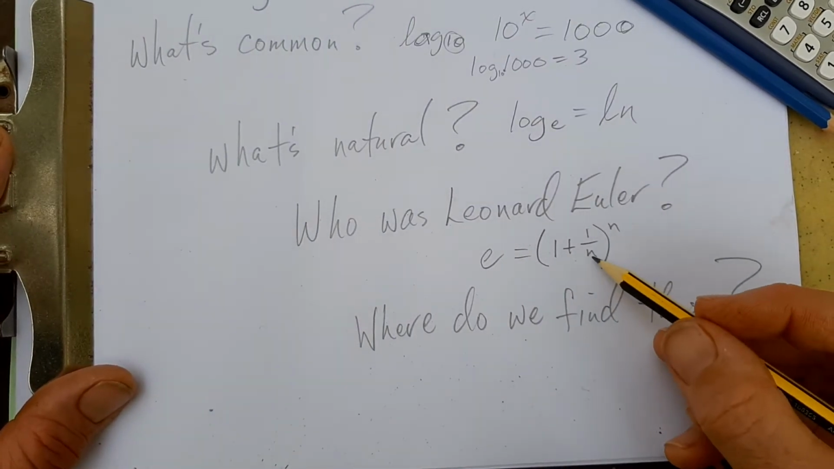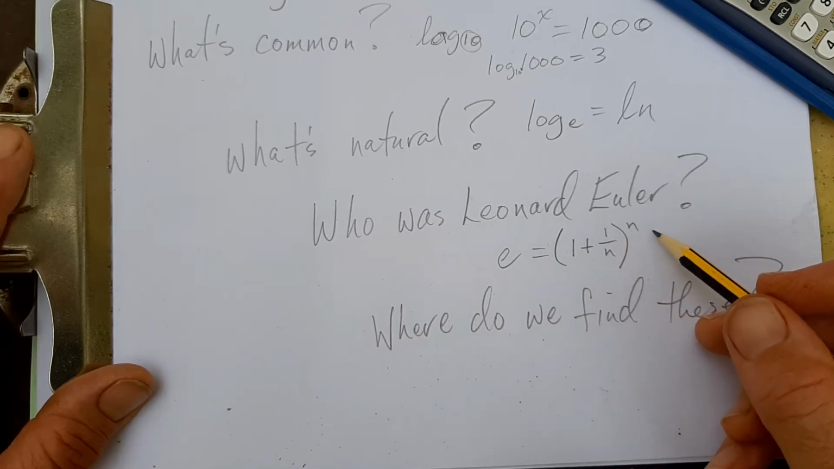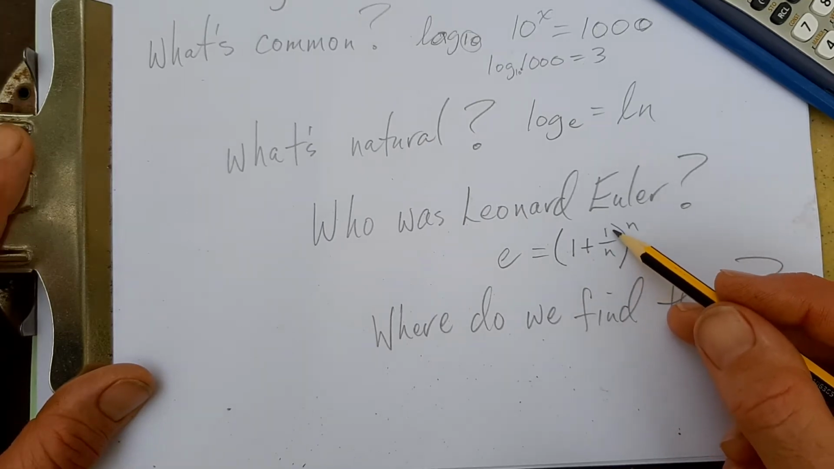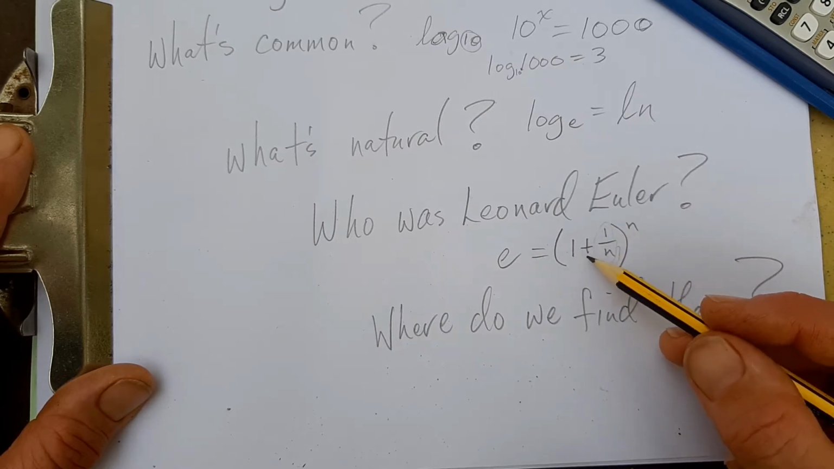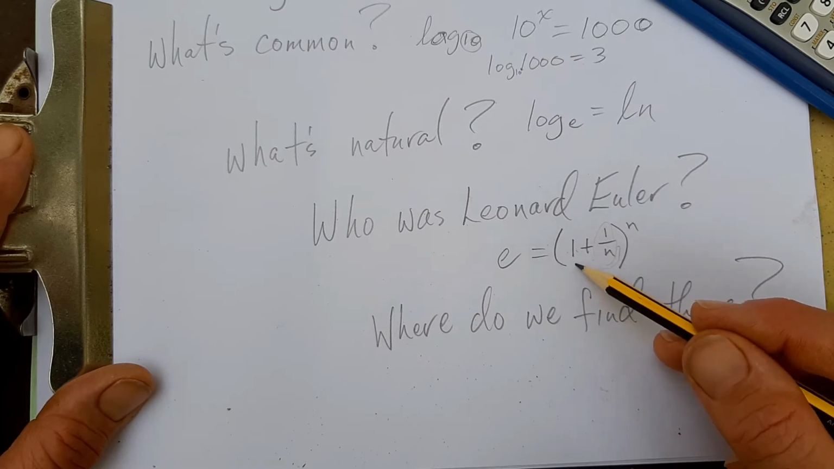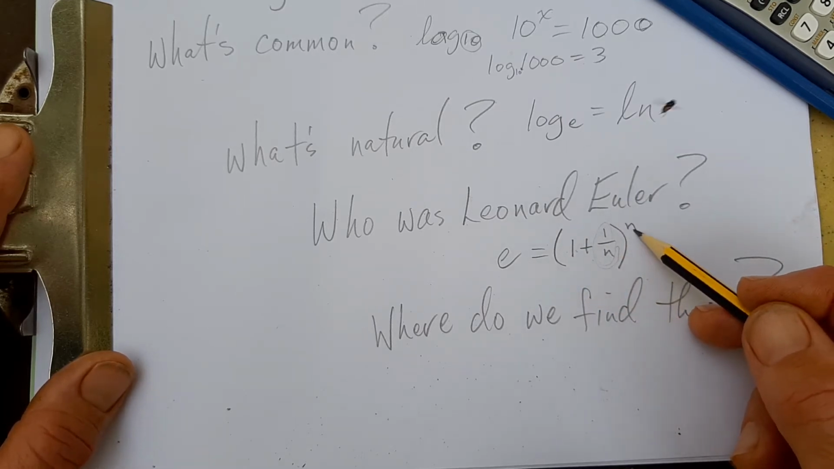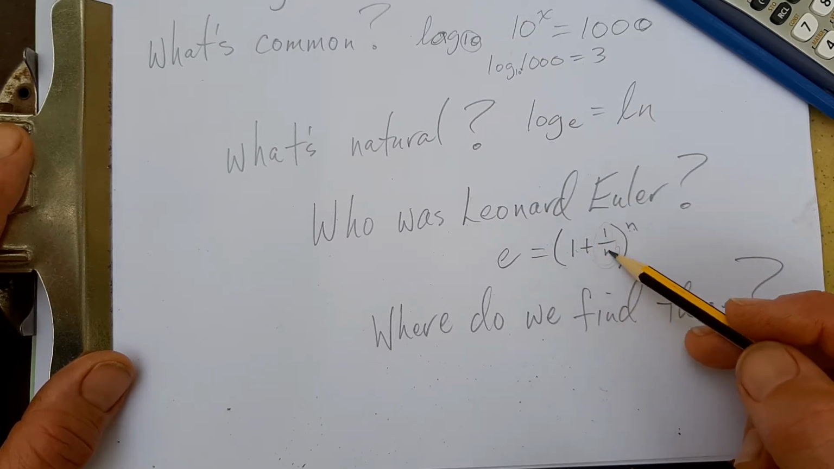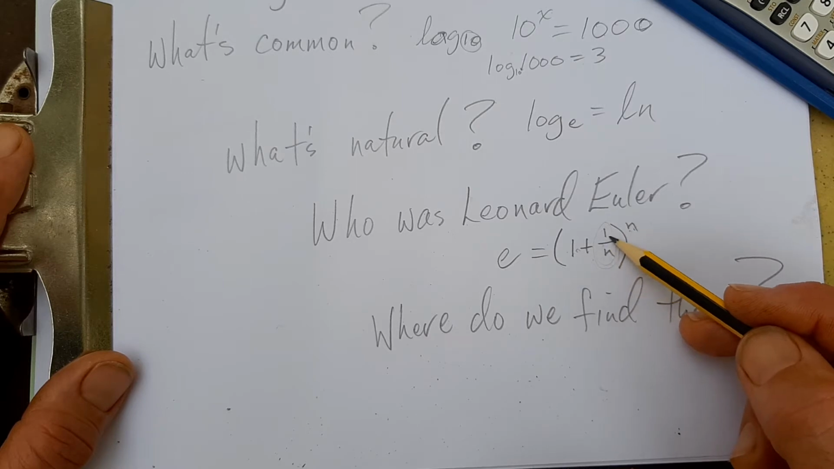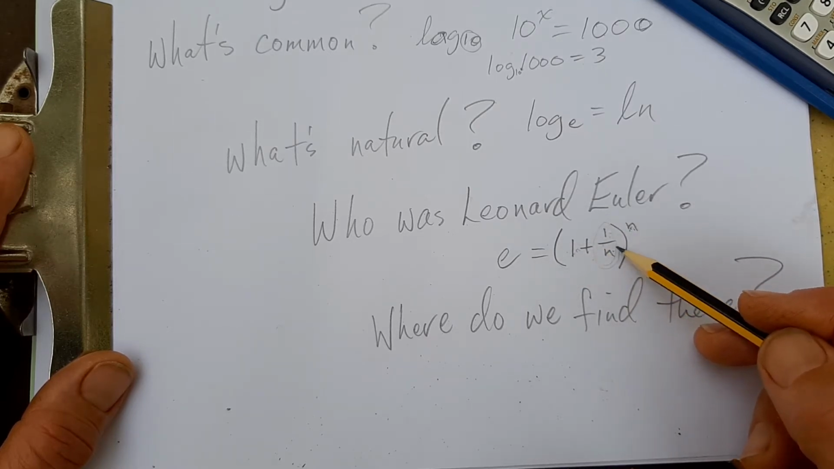As n gets bigger and bigger, you would think this number would get bigger and bigger and bigger. But it does not, because this goes towards 0. You can try this if you want to in your calculator. 1 plus 1 over 2 to the second power. Okay, then try it bigger. 1 plus 1 over 3 to the third power. 1 plus 1 over 10 to the 10th power. 1 plus 1 over 100 to the 100th power.